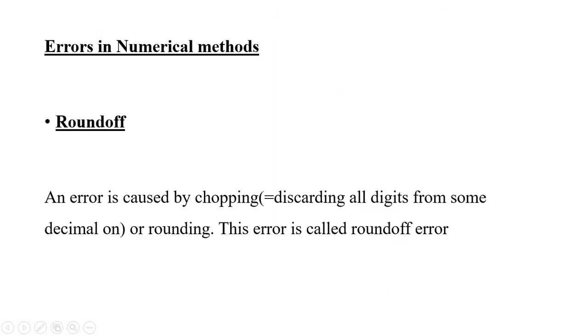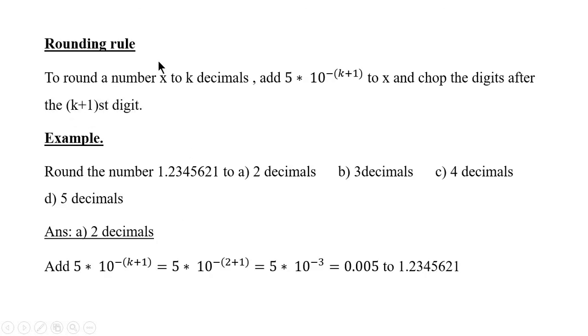Errors in numerical methods. The round off error is an error which is caused by chopping, that is discarding all the digits from some decimal, or it is caused due to rounding. Now these are the rules. Rounding off rule. To round a number x to k decimal places, add 5 into 10 raised to minus k plus 1 to our original number and then chop the digits after the k plus 1th digit.